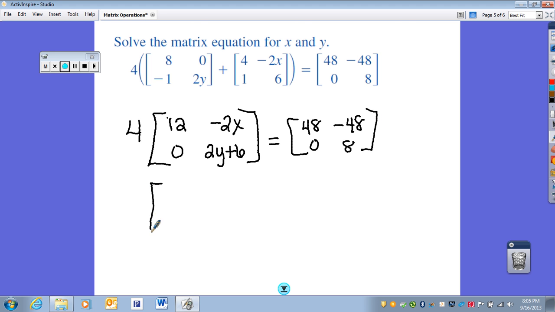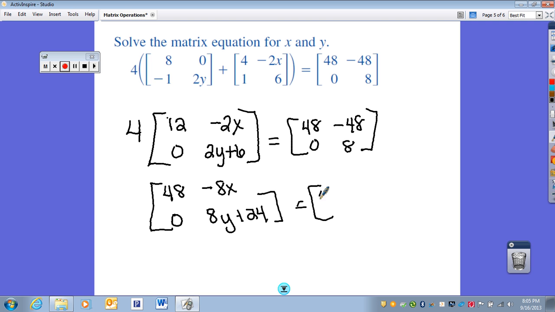So 4 times 12 will be 48. 4 times negative 2x will be negative 8x. 4 times 0 is 0. 4 times 2y and 6, we need to distribute both of those. So we'll have 8y plus 24. And that's equal to our other matrix. We have 48, negative 48, 0, and 8.